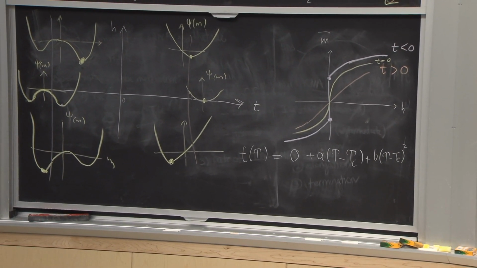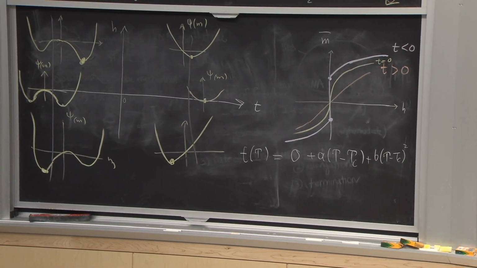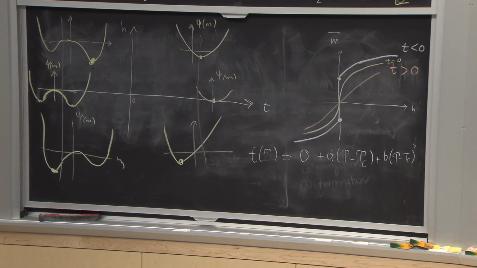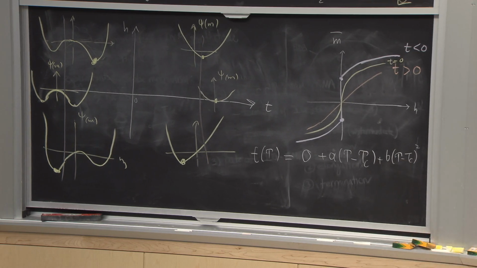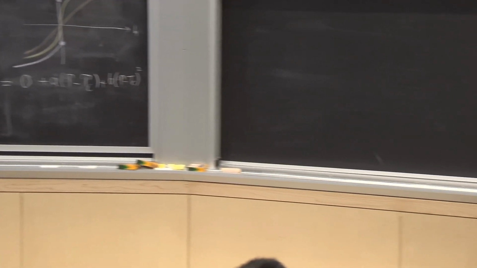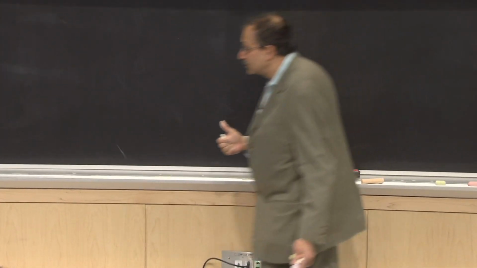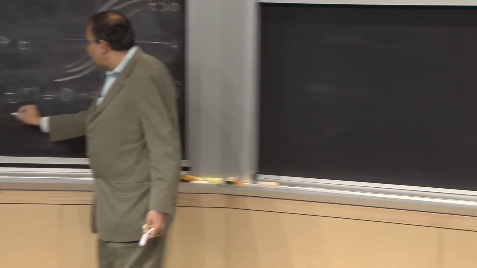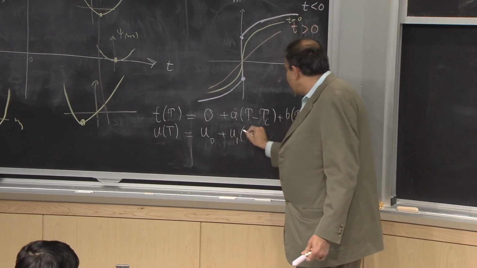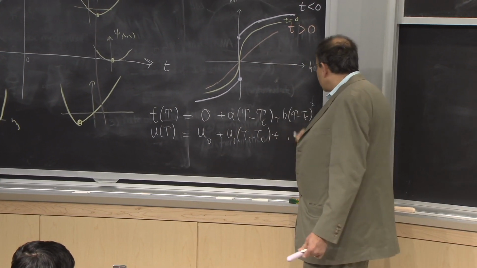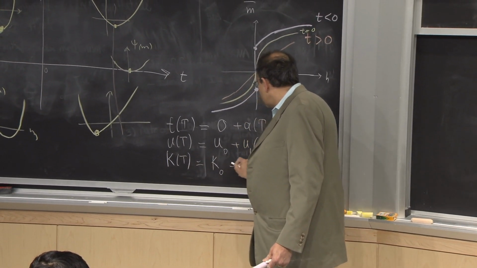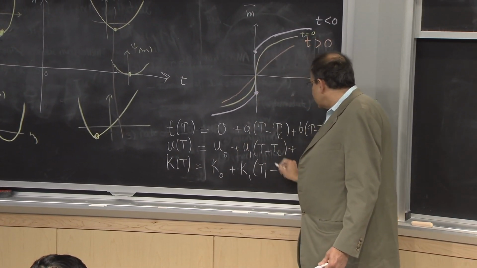So there's one condition that I have to impose, that that function of T, which again by all of the arguments that I mentioned completely has to be an analytic function of temperature, hence expandable in a Taylor series, the 0th order term in that Taylor series has to be 0. What else? That I can expand any other function. u of T is u0 plus u1 (T minus Tc) and so forth. K of T is k0 plus k1 (T minus Tc) and so forth.